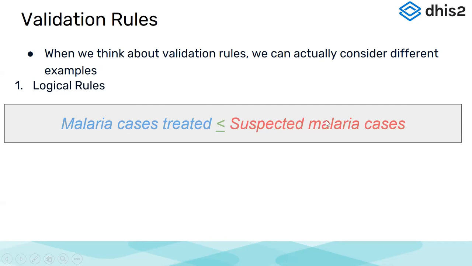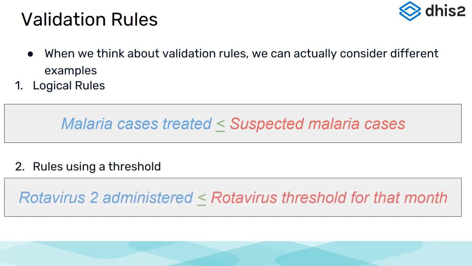You understand that the logic is, we have some people who showed up at our facility, and among those people who showed up with malaria symptoms, the people who have been treated cannot exceed the people who showed up. So they have to be less or equal. Another, second way of creating a validation rule is using a threshold. Here we have an example of rotavirus second dose administered, which also should be equal or less than the rotavirus threshold for that month.